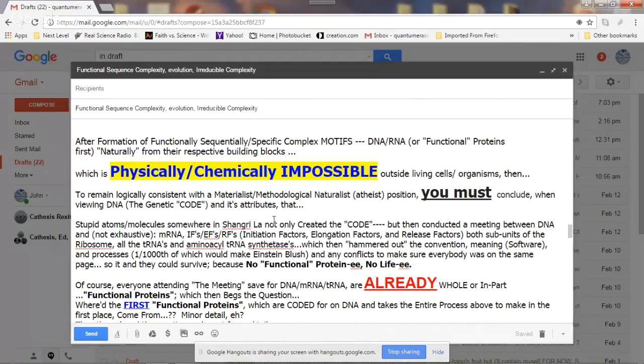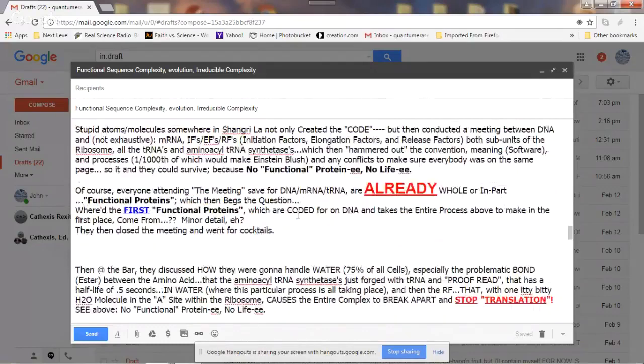Then, to remain logically consistent with the materialist, methodological, naturalist, atheist position, you must conclude, when viewing DNA, the genetic code, and its attributes, that stupid atoms and molecules somewhere in Shangri-La not only created the code, but then conducted a meeting between DNA and, not exhaustive, messenger RNA, the IFs, EFs, and RFs, both subunits of the ribosome, all the tRNAs and the amino acyl tRNA synthetases, which then hammered out the convention, the meaning in the software, and processes, 1/1000th of which would make Einstein blush, and any conflicts to make sure everybody was on the same page.